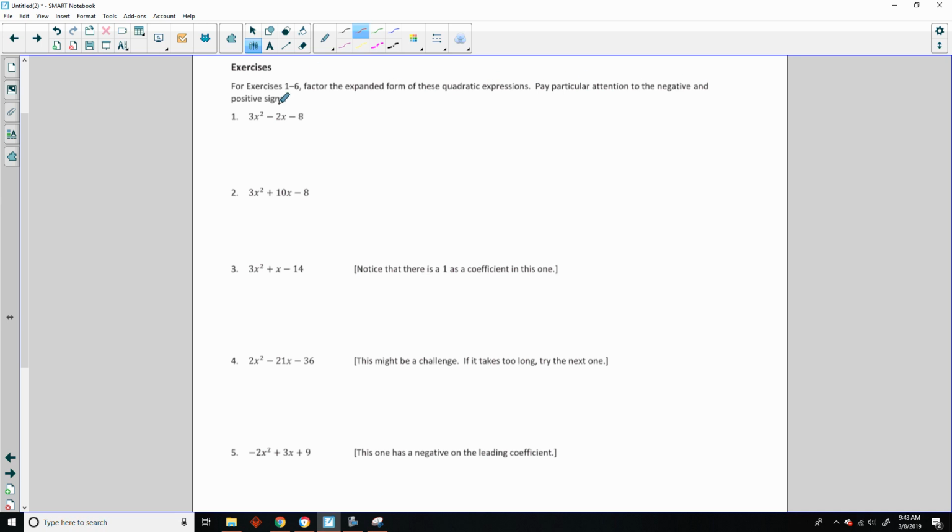Okay, so remember, I'm doing the beats method. I'm going to take my 3 times my negative 8 and rewrite this as x squared minus 2x minus 24. Factors of negative 24. My middle term is negative, so the smaller number is positive and the bigger one is negative. So let's do 1 times negative 24.